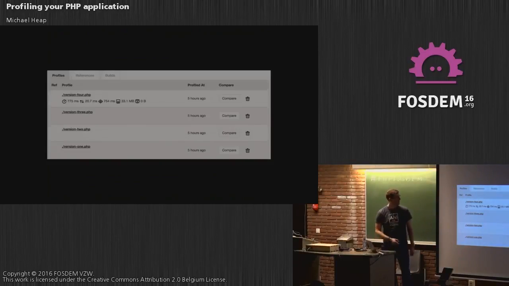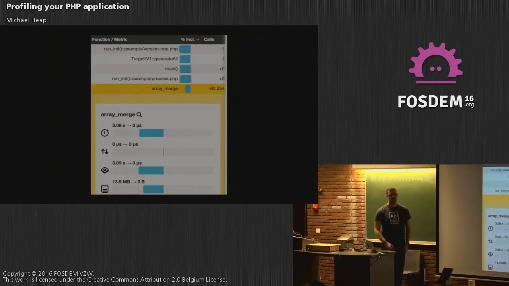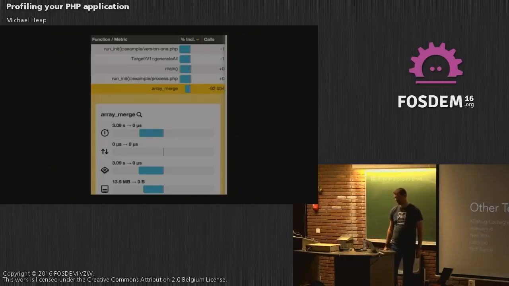And of course it has a run history like XHGUI. On this run history, it's got these compare buttons. You can choose any two, say from this to this, and it shows you these bars. Similar information, just a slightly different UI. Array merge went from 3 seconds to 0 seconds. Perfect. The bar goes this way, to the right, if you go worse, and this way if you go better.